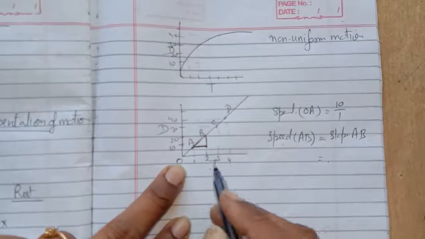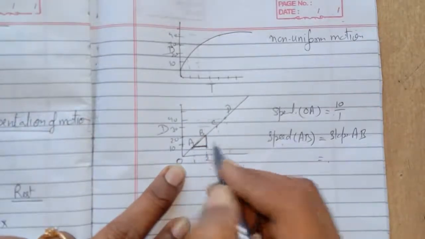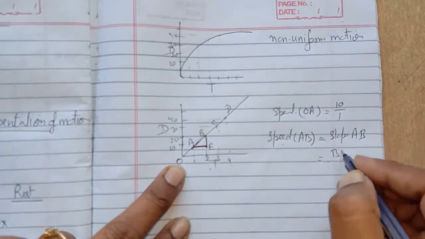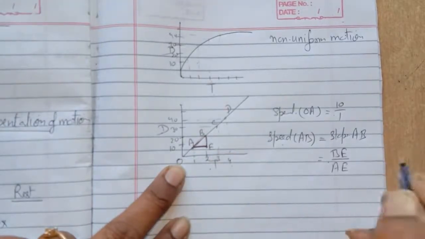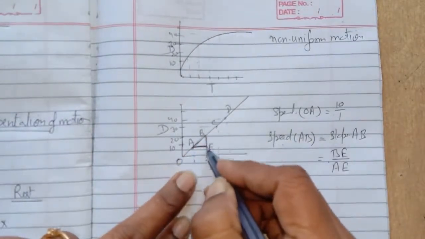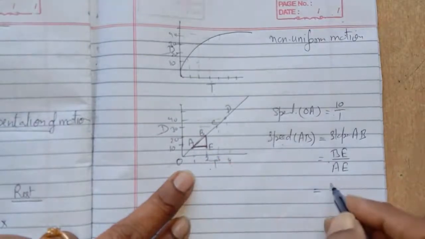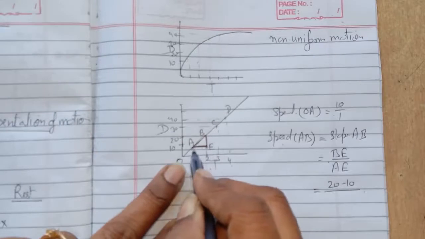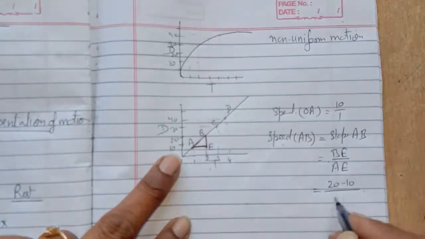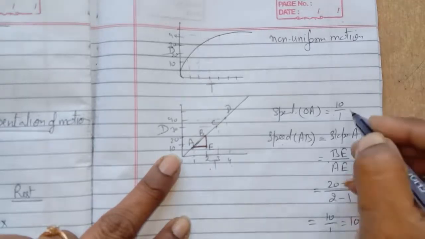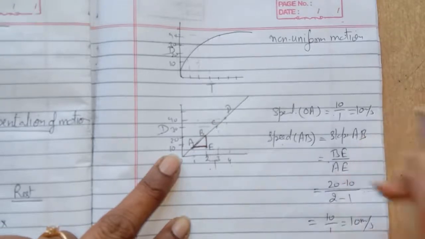So what is the slope AB? Slope is perpendicular upon base. So I am writing it like E. Okay. So BE upon AE. This is the slope of the graph. Okay. So what is the value of BE here? BE is 20 minus 10. 20 minus 10 upon the time, how much is it? This base is how much? 2 minus 1. So it will be 10 upon 1, again 10 meter per second. In the first case, it was also 10 meter per second.